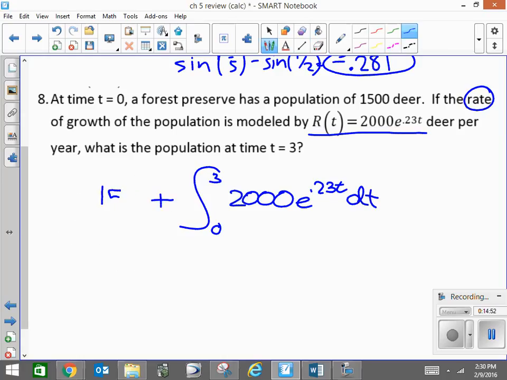And where does that 1,500 come in? It starts at 1,500, so we should add it to that. Well, it's never going to include it. It starts there and then it accumulates from time 0 to 3. Think about it: it's never going to include what it starts at. Did you get anywhere with your problem, Jessica, doing it that way?